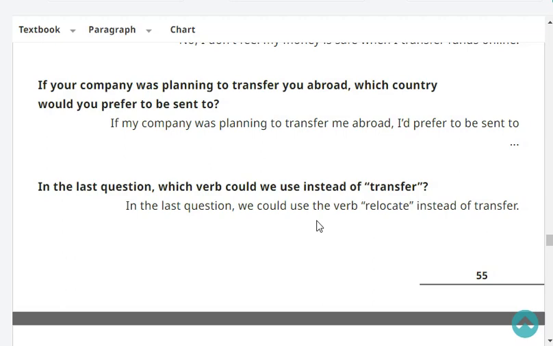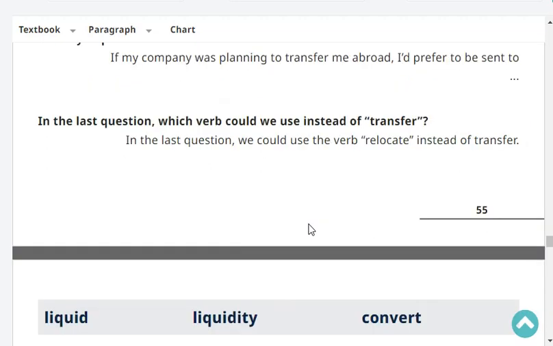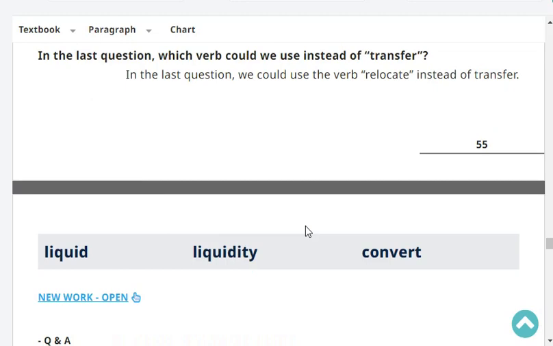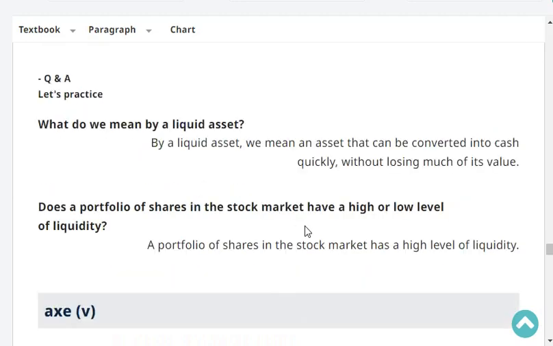In the last question, which verb could we use instead of transfer? In the last question, we could use the verb relocate instead of transfer. Very good. What do we mean by a liquid asset? By a liquid asset, we mean an asset that can be converted into cash quickly without losing much of its value. Very good.